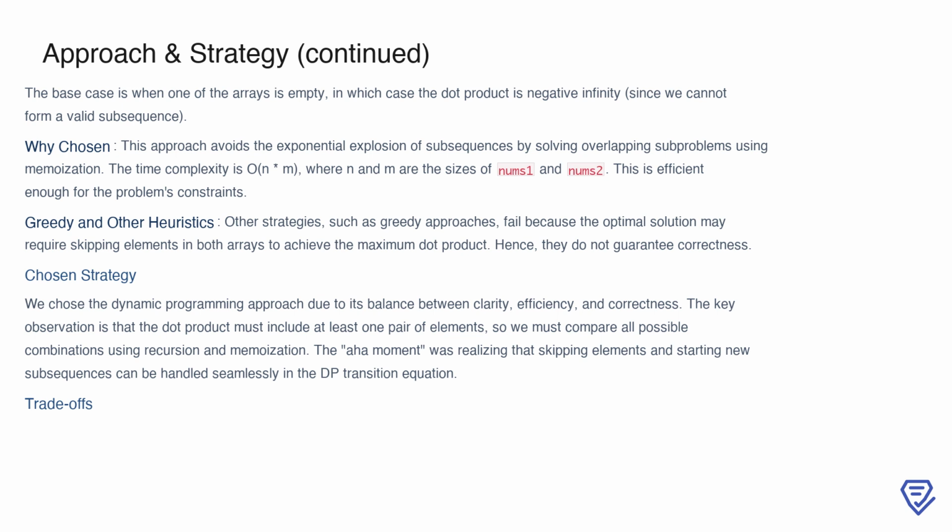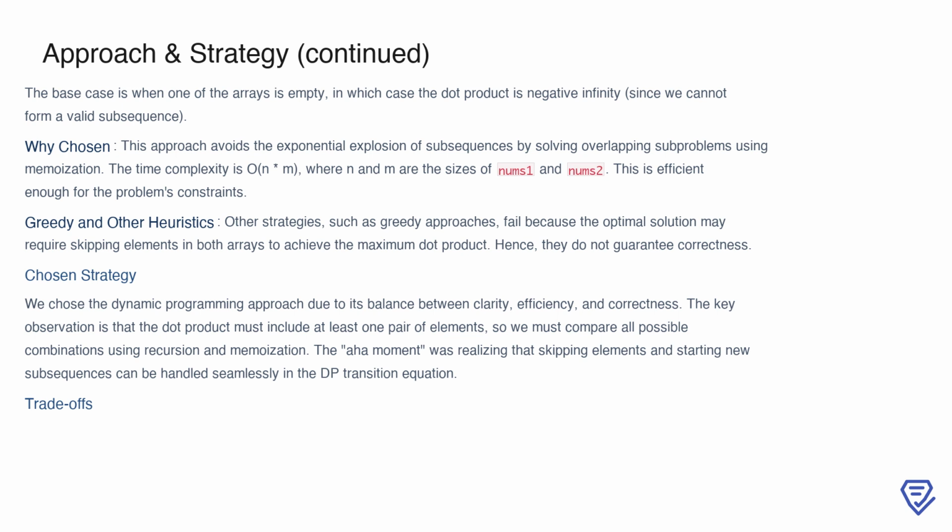We choose this approach because it avoids the exponential growth of subsequences by focusing only on overlapping subproblems, which we solve using memoization. The time complexity of this method is O(n*m), where n and m are the sizes of the two arrays, efficient enough to handle the problem's constraints.